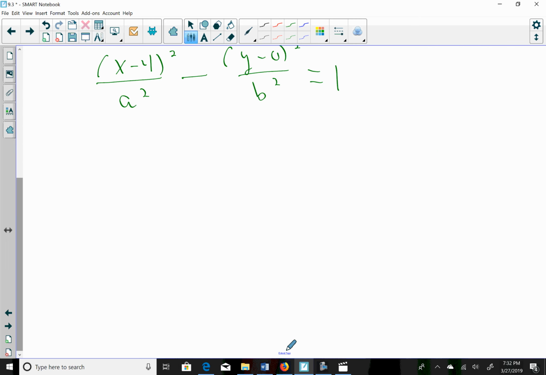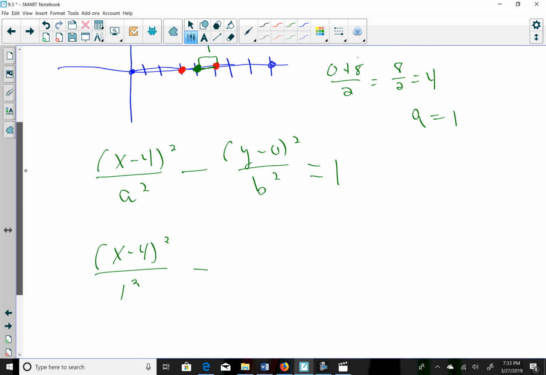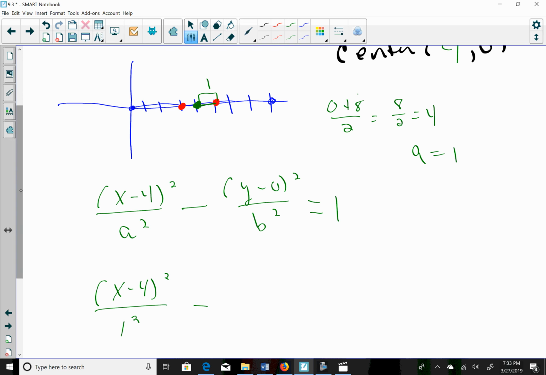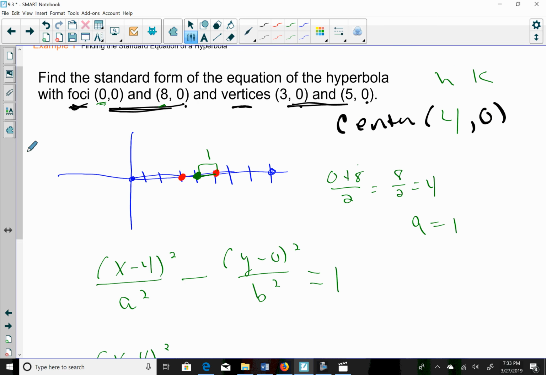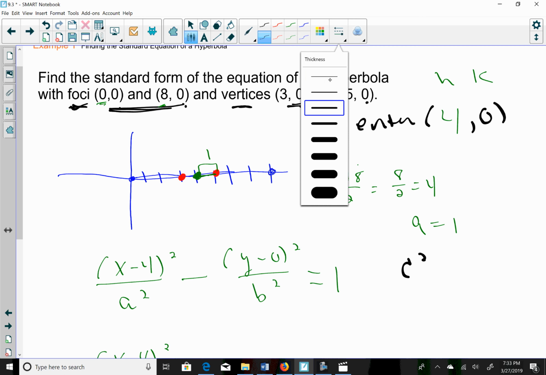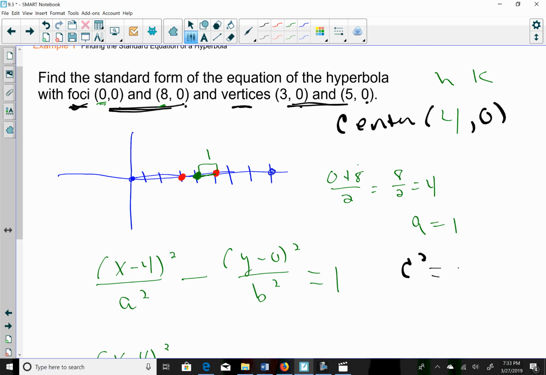So let me start a new equation. So I'm going to have x minus 4 squared. I'm going to write 1 squared, which I know is 1, but I just want to see what it looks like. Now I don't have b, but to find b, I'm going to use that equation that says c squared is equal to a squared plus b squared.